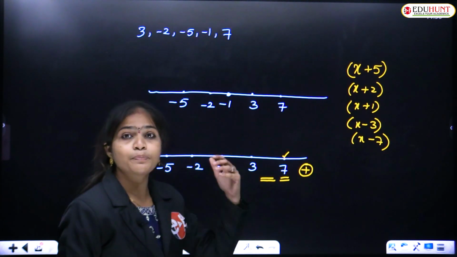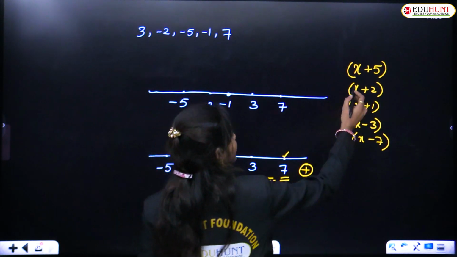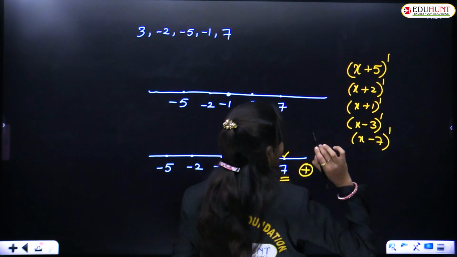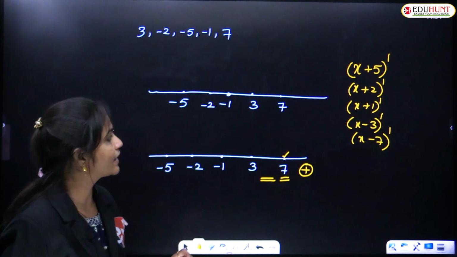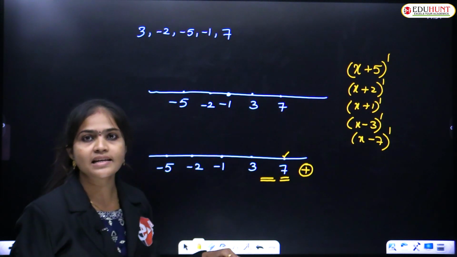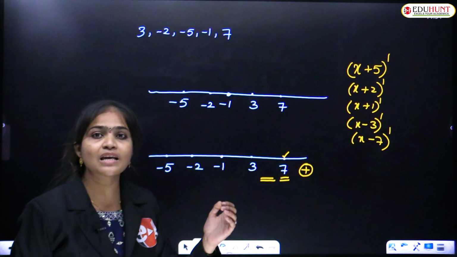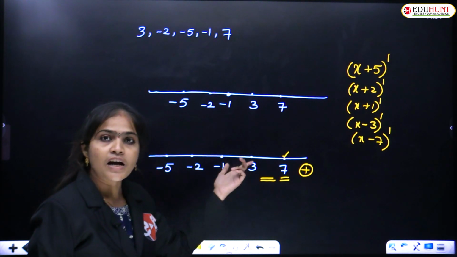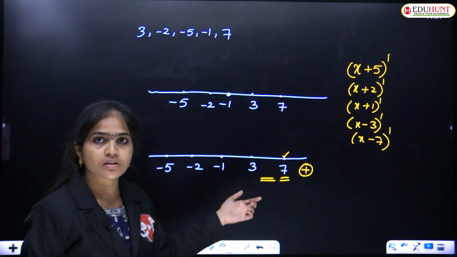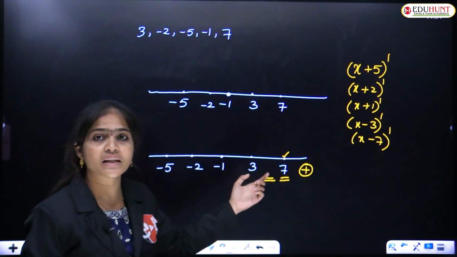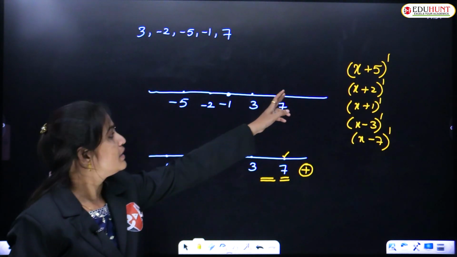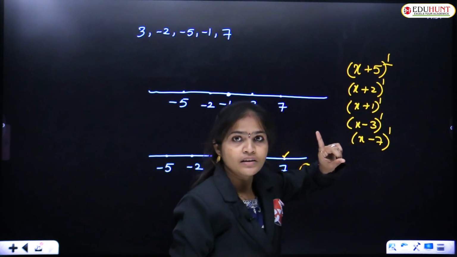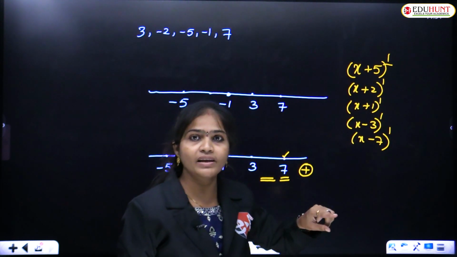Now all the exponents of the expressions. Here the exponent is 1, here also 1, here also 1. So all the factors have exponent 1 only, no? So 1 means odd exponent or even exponent? After drawing the number line and representing the roots, we have to check the exponents. What is the exponent here? 1. So is 1 an odd exponent or even exponent?